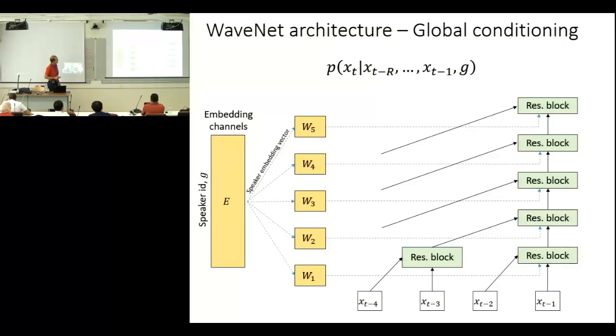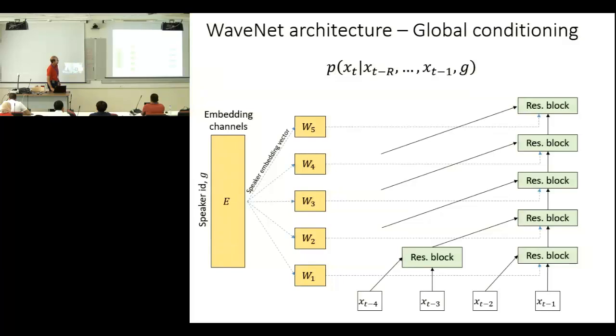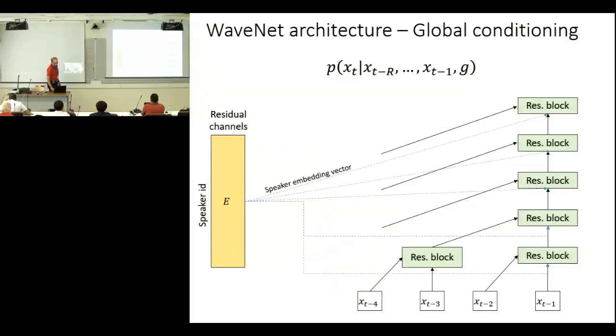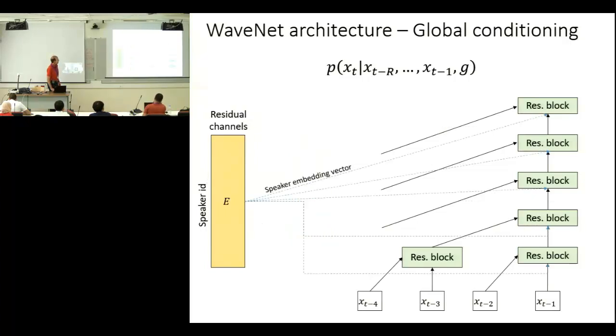So we multiply this row with some other matrices in order to change the dimension, and we also add it to the residual block. We may even simplify that by avoiding this multiplication. However, this works better than this one.